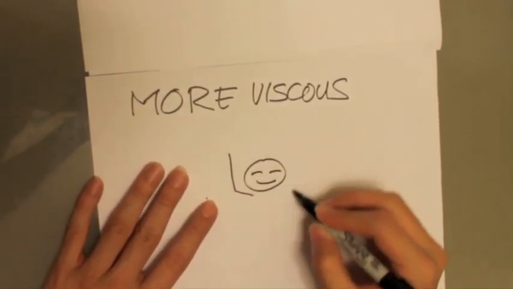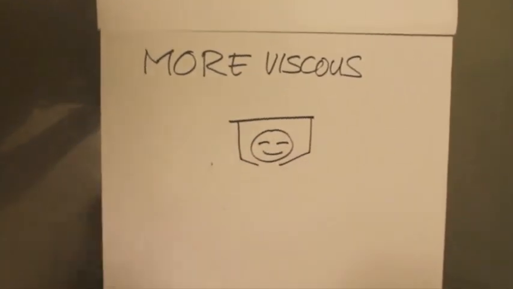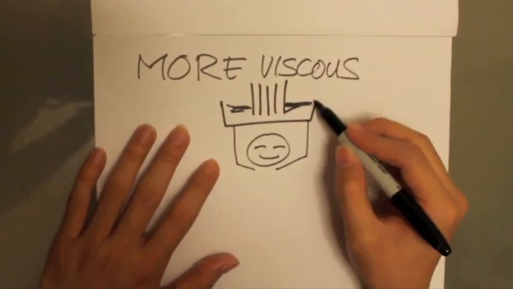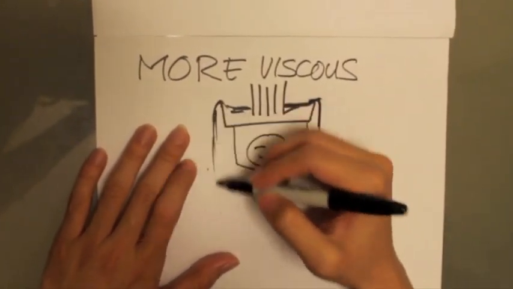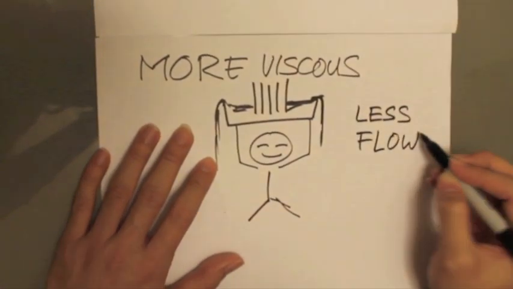If a fluid is more viscous, it is less able to flow. Here we see that a fluid is not flowing over the high sides of the pan very much. This means there is more resistance to the fluid's flow, and less fluid will flow over the sides.